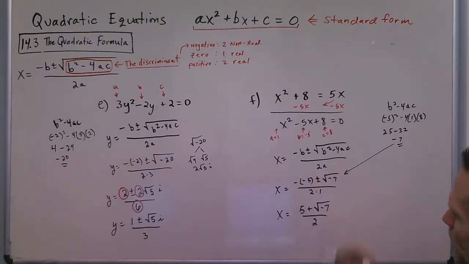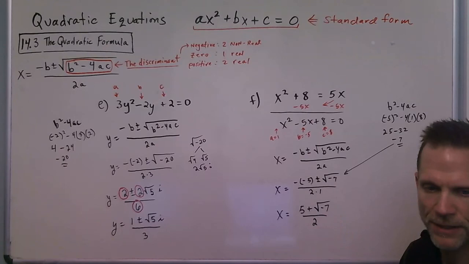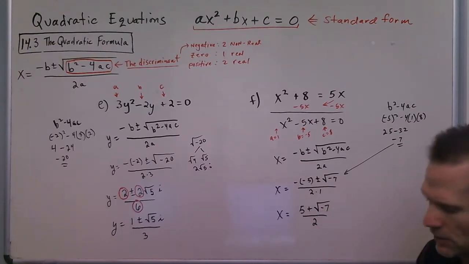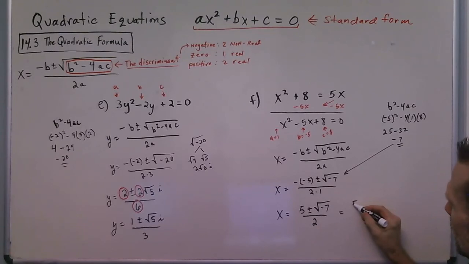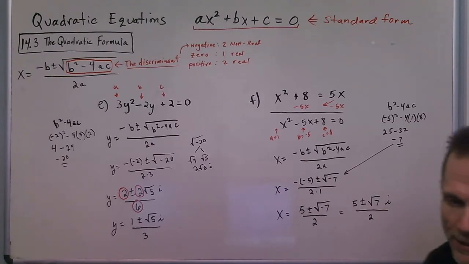And again, so far we have everything right. The only problem is we have to remember to simplify this because we've already learned that if we have a negative in the radical, we can simplify it. And so I have 5 plus or minus radical 7i all over 2. And we can't simplify that any further.